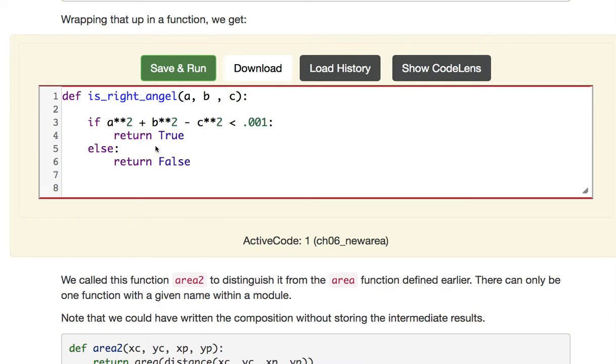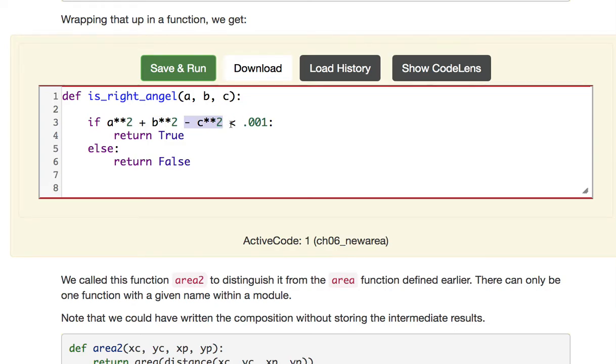So this is the original program, and you are given the fact that A is the leg, B is the leg, and C is the hypotenuse. Because of that, you can form this equation, and it would return true if it is a right angle, because then it would follow the Pythagorean theorem. Right? You got a squared plus b squared equals c squared, or otherwise minus c squared.